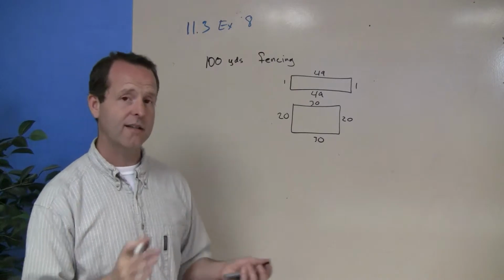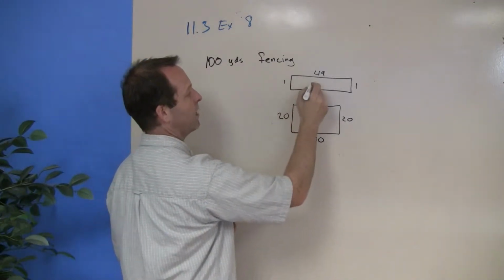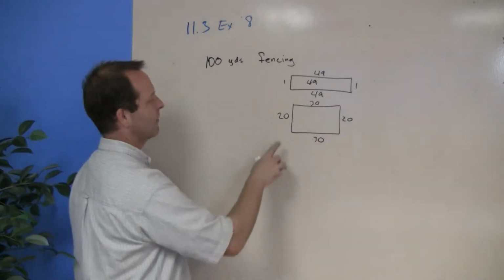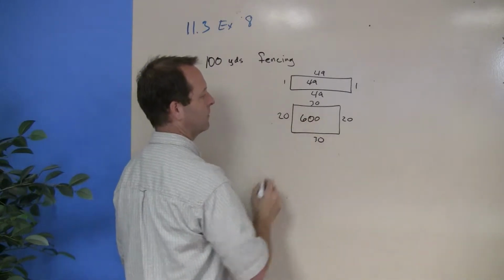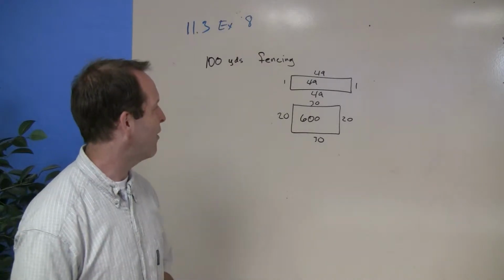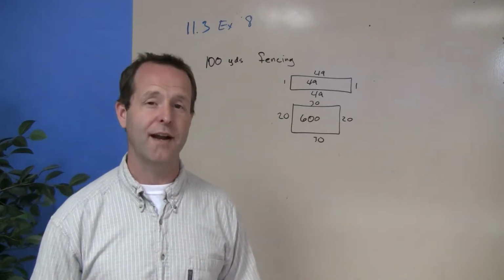Remember how you find area? Length times width. Well, the area in this one is 1 times 49. I got 49 square yards. Over here I have 20 times 30. Well, that gives me 600 square yards. It's kind of fascinating that I use the same amount of fencing, but I have two completely different areas.